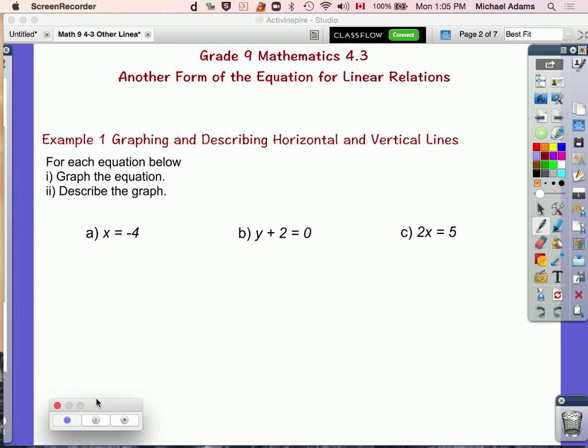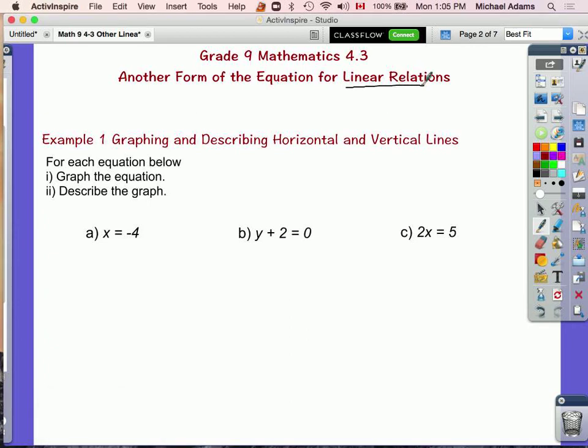So we're taking a look at linear relations, and we're taking a look at another form of linear relations. Okay, now if you remember linear relations from the last time we worked on it, when we graph a relation, it's going to be a straight line. That's what the word linear means, just having to deal with a straight line. Okay, so we're going to get right into it.